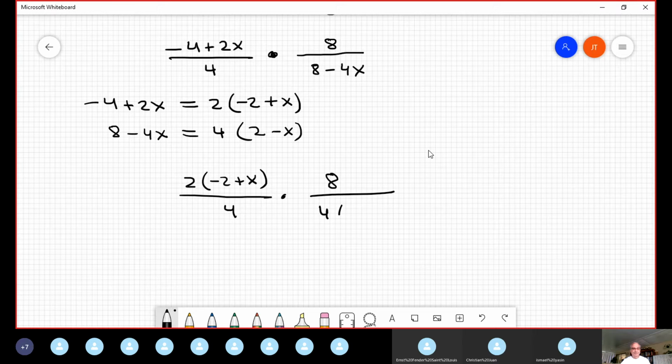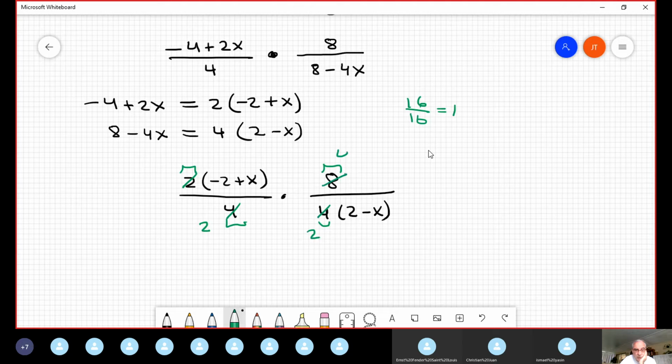Let me do the numerical part first. The numerical part is 2 and 8, and 2 times 8 is 16 in the top. And 4 times 4 is 16. And 16 divided by 16 is 1. So everything is cancelled. From another point of view, divided by 2, 1. Divided by 2, 2. Divided by 2, 4. 2 times 2 is 4, and 4 divided by 4 is 1. So the numerical part is totally invisible.